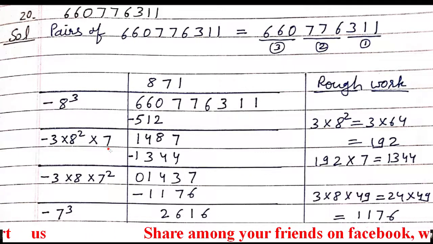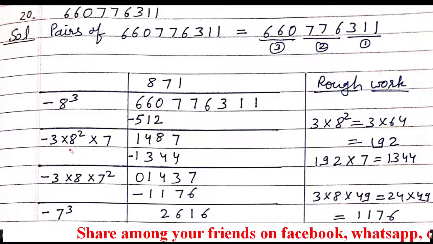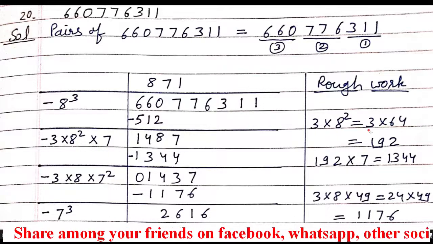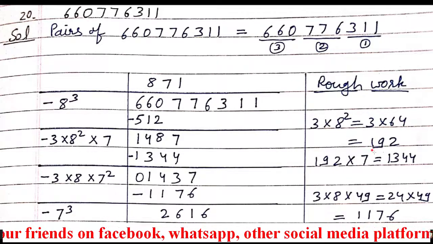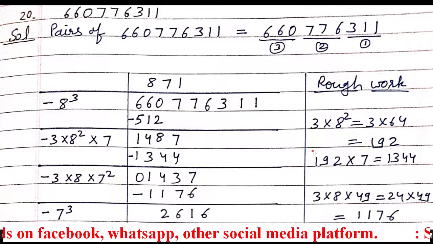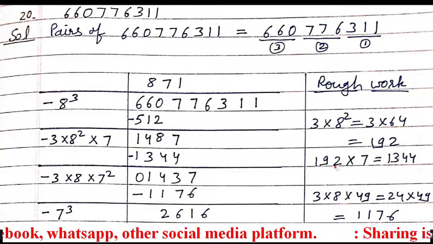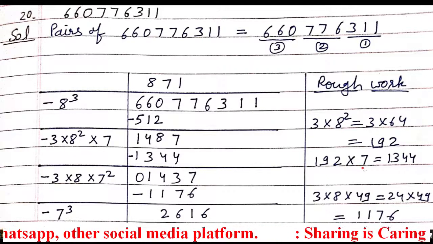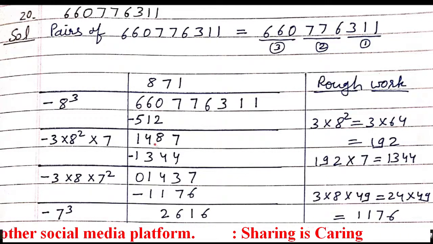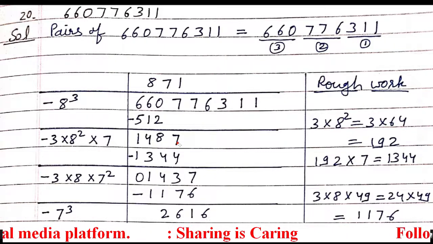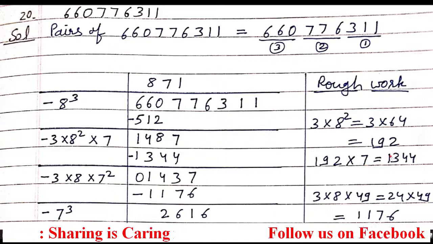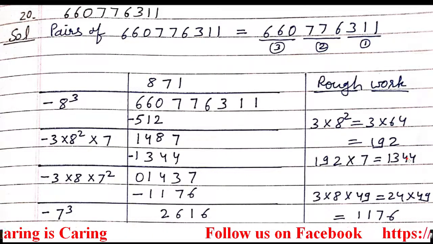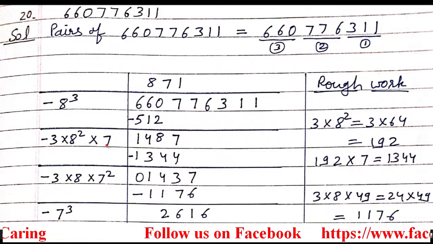And here you have to select a number. Before that we will see what's the product of 3 into 8 square. So 3 into 8 square is 3 into 64, because 8 square is 64. Multiply them, you will get 192. So you have to think that 192 should be multiplied by which number, so that the answer is either 1487 exactly or just less than it. So that will give you the answer 7, because the product is 1344, which is less. So that's why write here 7.